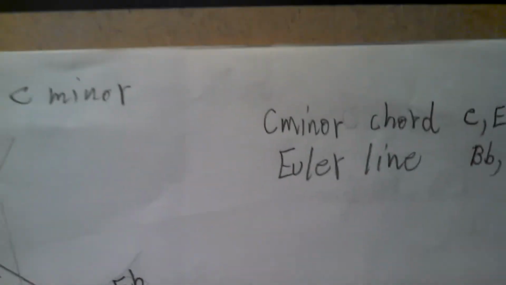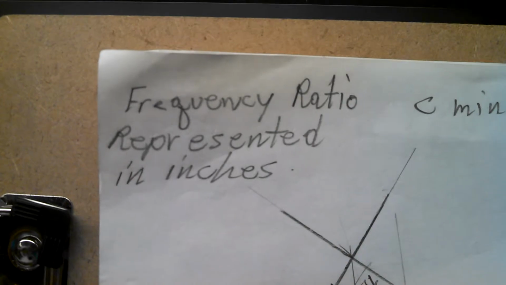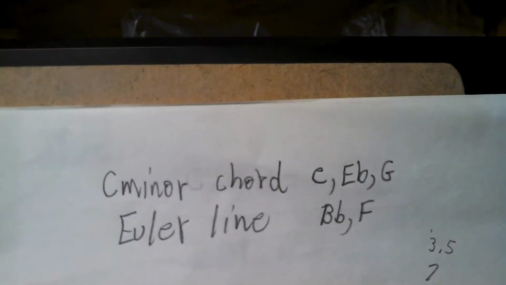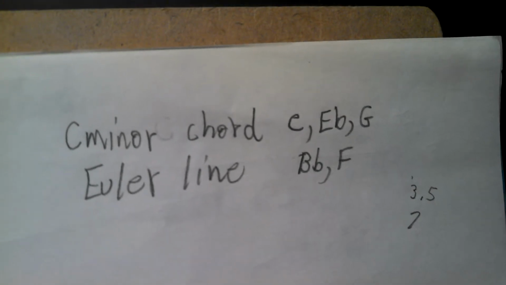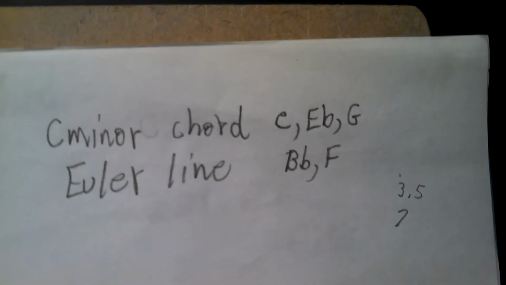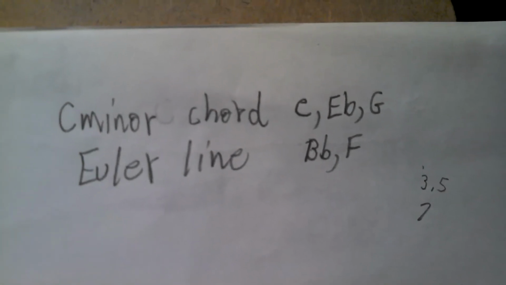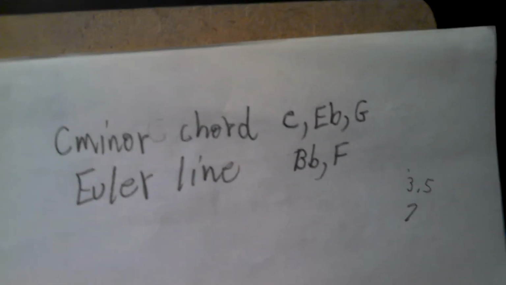Okay, so I ended up with, now again, this is frequency ratios represented in inches. The other video was string lengths. Again, that's inverses from each other. They're like opposite as far as multiplication and division. They're opposites. So the C minor chord is C, E flat, G, and the Euler line ends up showing B flat and F.